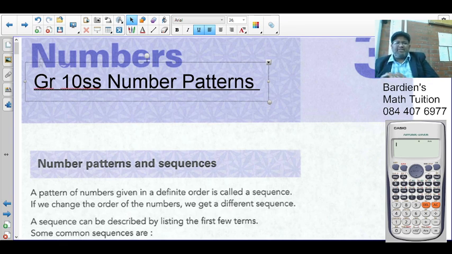So today we're looking at number patterns. This is from chapter 3.